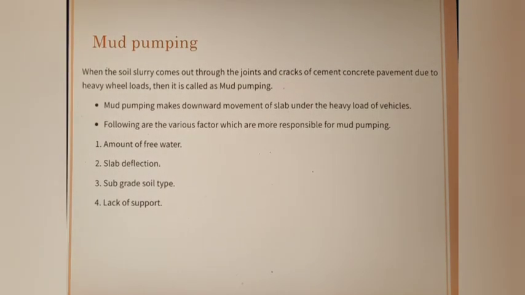And the last type of failure is mud pumping. So mud pumping means the soil slurry comes out through the joint or crack of the cement concrete pavement due to the excessive load acting on the surface. So due to mud pumping, the concrete slab has a tendency to shift down.